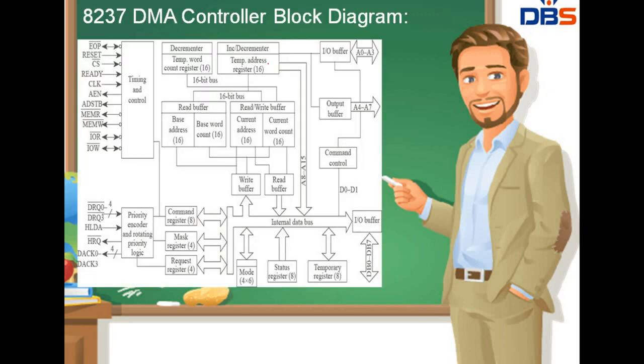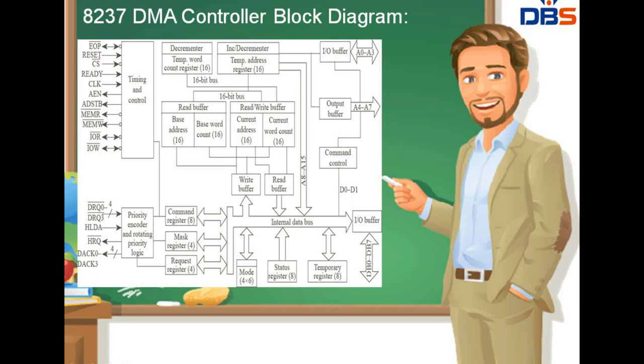Coming to the block diagram, here we have the timing and control signals. This is required to generate the internal timing and external control signals for the external bus interfacing. These are EOP, meaning end of process, reset, chip select, ready, clock, address enable, address strobe, memory read, memory write, I/O read and I/O write.